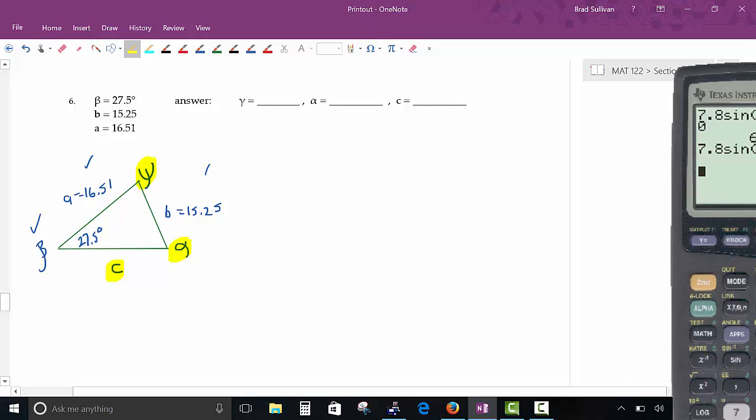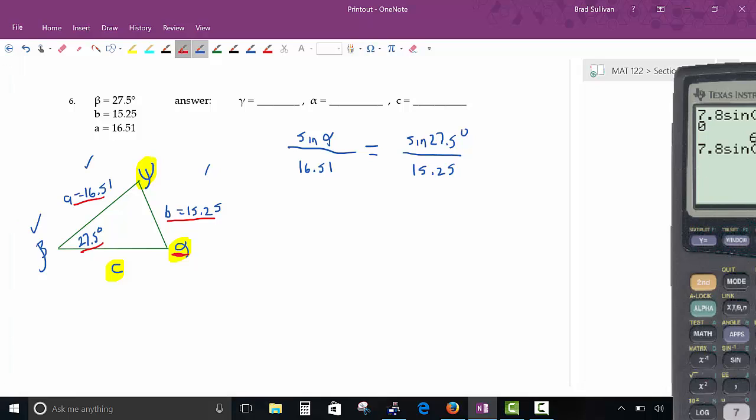Okay. What we do is we start by finding something that we can find. If you look at this, notice we have an angle and an opposite side. We can start by finding angle alpha because we know its opposite side. So I'm going to work with those three things and write out a law of sines proportion. I'm going to start with angle alpha: sine of alpha over the length of the opposite side, then take the angle that I was given: sine of 27.5 degrees over 15.25. And then we're going to solve this proportion.